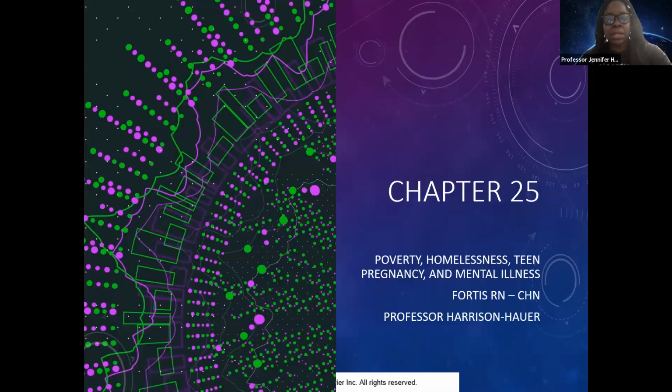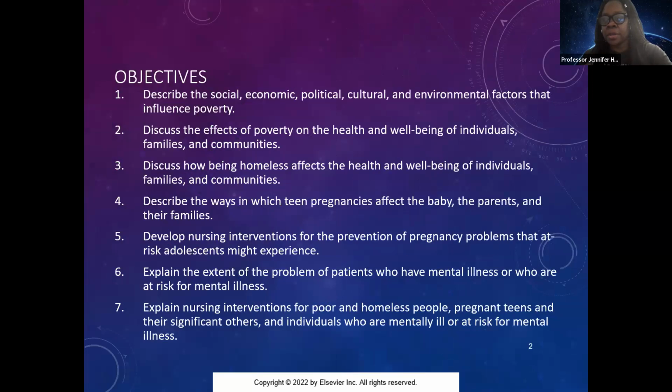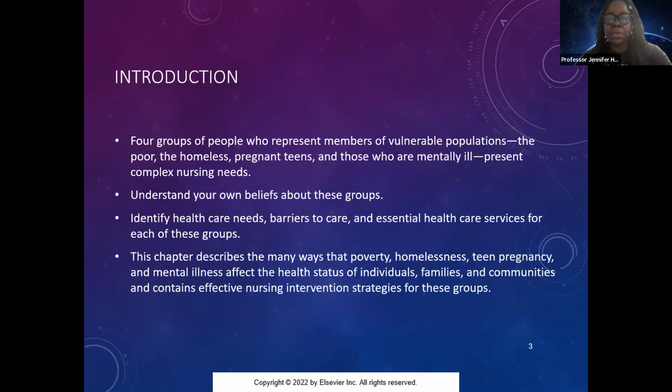Poverty, homelessness, teen pregnancy, and mental health. Now that is a full chapter for you. Again, your objectives that are listed, make sure you have a solid understanding by the time you're done with this chapter. That'll help you a long way with understanding the concepts.